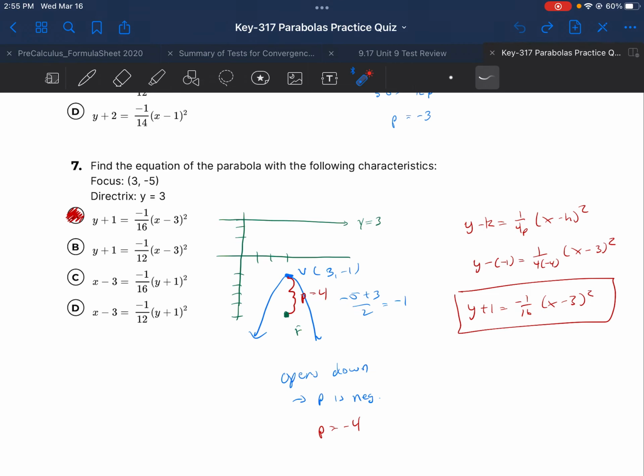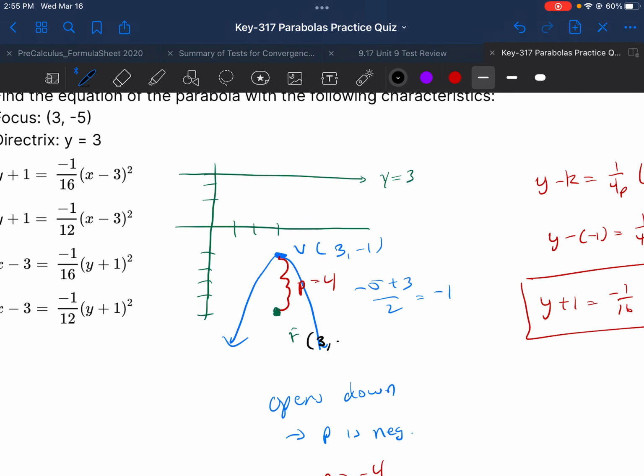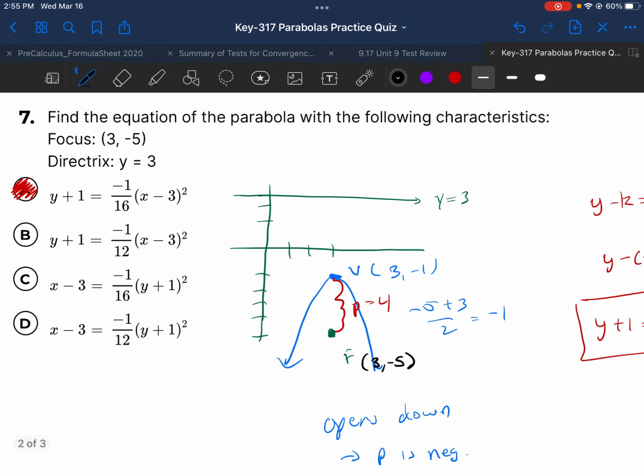Here's our focus point, (3, -5). That's going to be this green point right here. I'm going to go ahead and just write in (3, -5), just so we have it for reference. Our directrix is the horizontal line, y equals 3, right up here. There's our directrix. And we know that directly halfway between the focus point and the directrix is going to be our vertex. So if we're looking at this here, we're comparing y equals 3, which is a y value, to the y value of the focus, and we want to find the midpoint between the two of them, between 3 and -5.